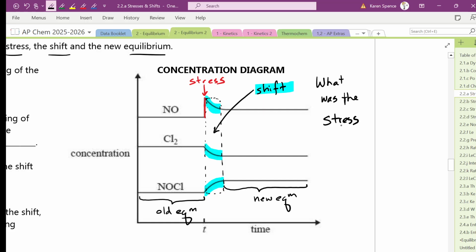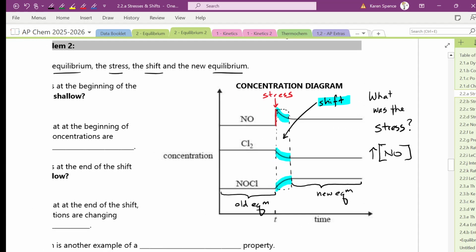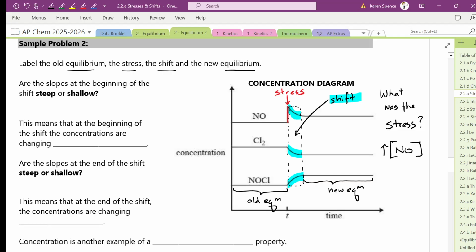What was the stress? It was an increase in the concentration of NO. Excellent. Are the slopes at the beginning of the shift steep or shallow? Steep. You will be expected to show those slopes being steep at the beginning. Don't make them shallow. They'll end up looking like S's. I'll show you a little bit more later about that, but no S curves, okay?